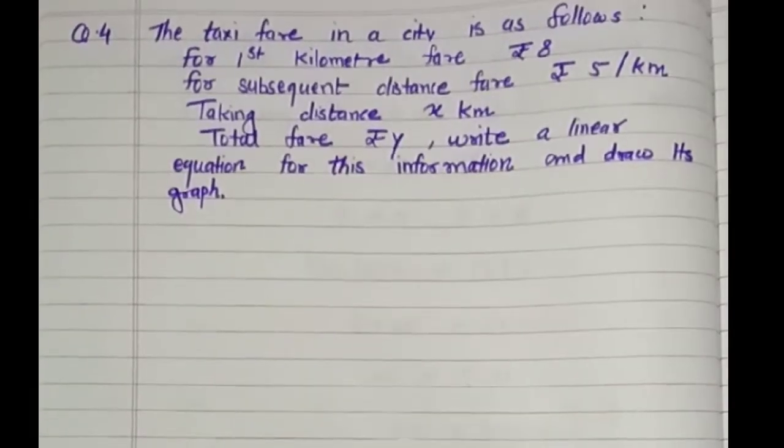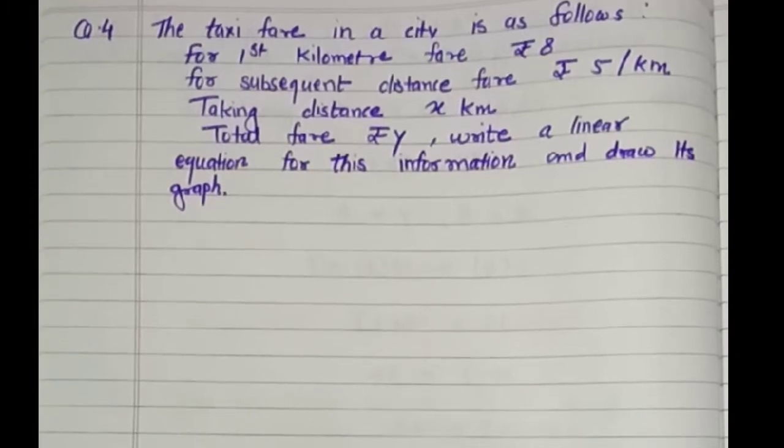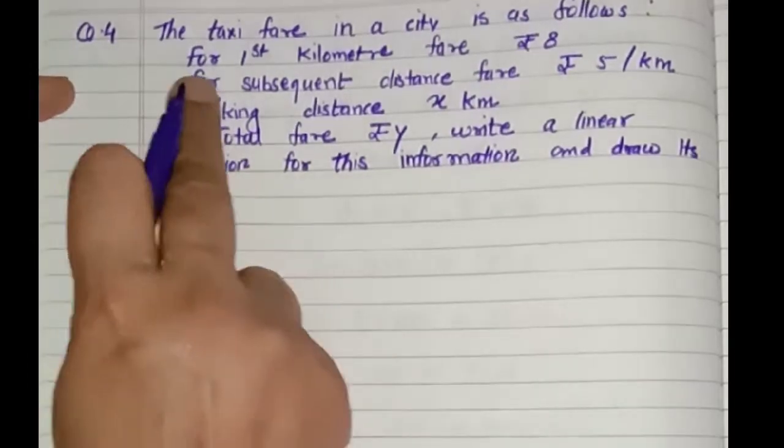Question number 4: the taxi fare in a city is as follows. For the first kilometer, the fare is rupees 8, and for the subsequent distance, the fare is rupees 5 per kilometer. Taking the distance as x kilometer and the total fare as y rupees, write a linear equation for this information and draw its graph. Student, please read the question very carefully.